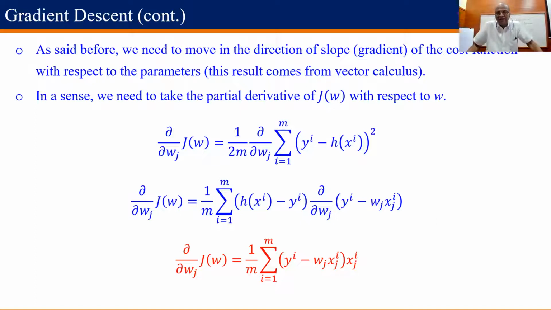Now it is summed over all the samples. So this will give you the partial derivative of the loss function with respect to the weight for that particular j. Like that, there are as many j's as there are attributes or features or variables.